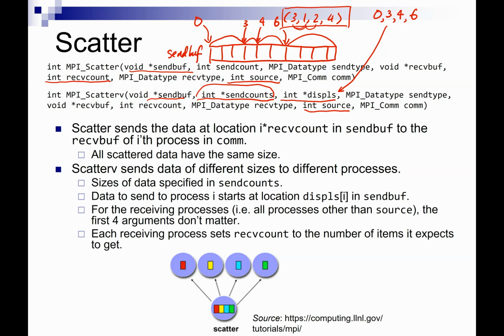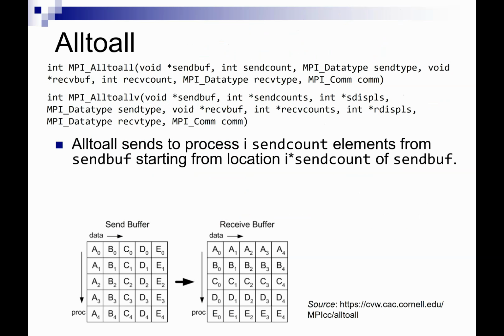All right, and then when you're doing the scatter v, for all of the receiving processes, so all of the non-source processes, since they're receiving values, they don't really care about the first 4 arguments, because those are just about how to send the values, and that's only relevant to the source process. So that's scatter v. Next, we have this all-to-all operation.